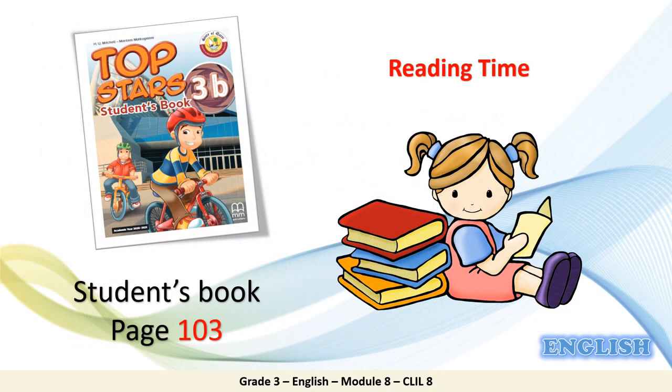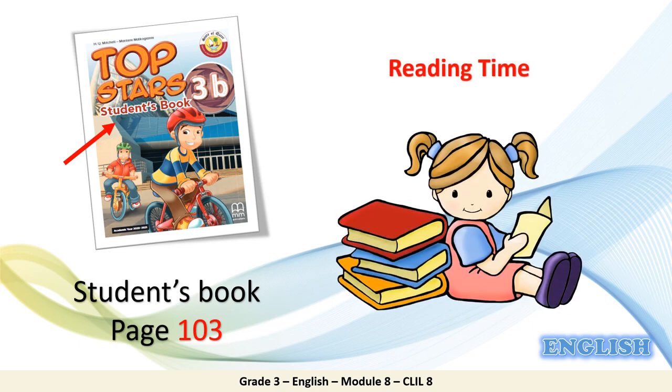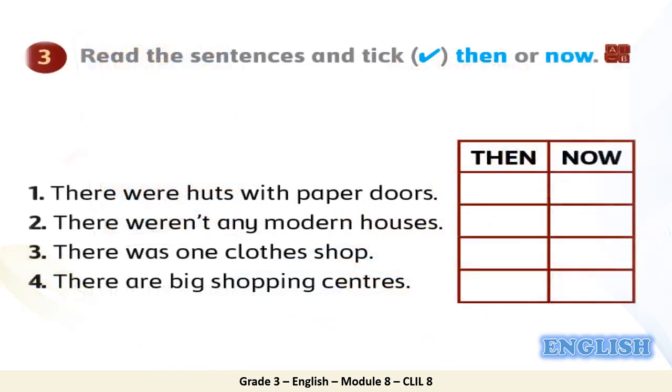We are still on the Students' Book, page 103, but now we will move on to question number 3, and it's your turn to read alone to answer the questions. The question says, read the sentences and tick then or now. Remember that then means in the past. Let's do the first one together. There were huts with paper doors.